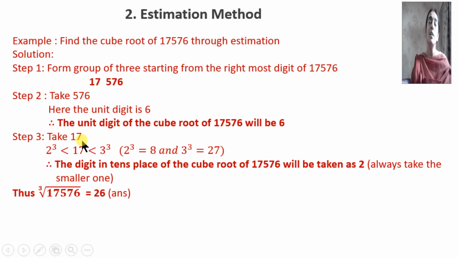Now you find out which two perfect cubes this number comes between. So here 17 comes between 2 cube and 3 cube, and therefore we take the smaller number between 2 and 3, which is 2. And thus the cube root of 17,576 is 26. This method is known as the estimation method. As we will do many examples, you will find this method very easy. So now in the next part, we will start with exercise 7.2.